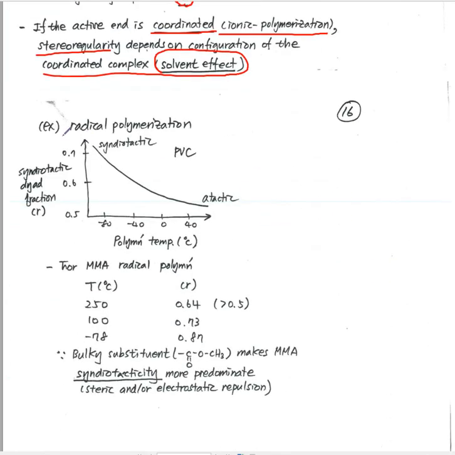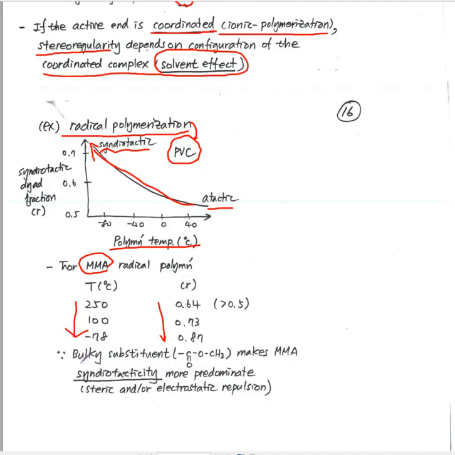So for example, for free radical polymerization, let's say that you are making PVC using this method. Then by changing the polymerization temperature, you can clearly see that as you decrease the temperature, you get more syndiotactic configuration compared to atactic. Similarly, if you do the radical polymerization for making PMMA, as you decrease the temperature, you can generate higher tacticity.